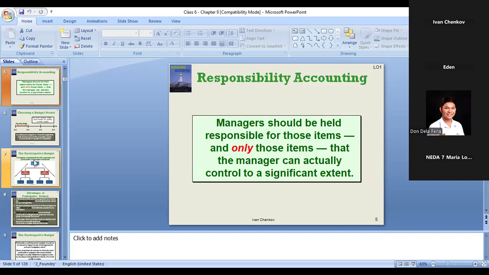How are we going to do this? Responsibility accounting. Responsibility accounting means we always have to keep somebody responsible, right? But we cannot keep people responsible for the things that they cannot control. So for that reason, we're going to keep the manager responsible only and only for the items that they actually can control, to a significant extent, obviously.